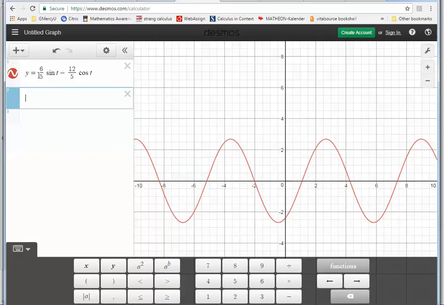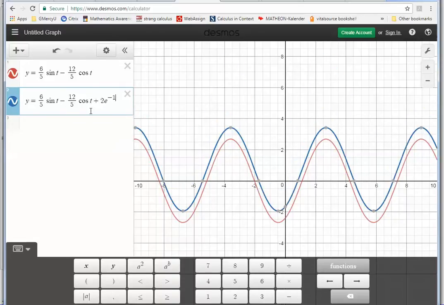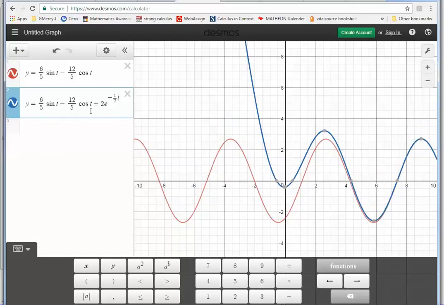So for example, let's add plus 2 e to the negative 1/2 t. Okay, so here you go. You can see this function doing very different things in the negative region, and it starts at a different place, and then it moves on. But you see that as time moves on, it converges to the steady state solution. It gets closer and closer to that.